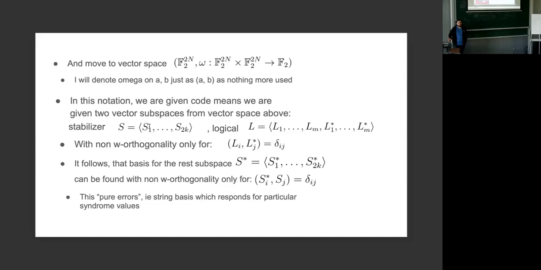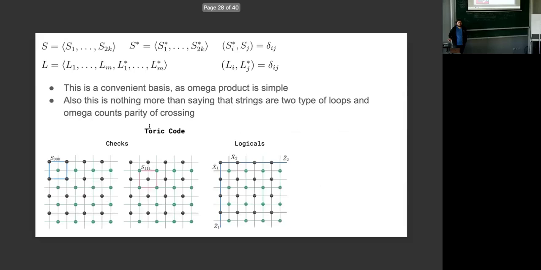So to do this, it's very simple. You just solve a linear system. That's it. Okay. So why is this basis useful for us? Because it's very easy to see what is our outcome of commutation. If I give you an error string with coefficients in this basis, it's immediately easy to extract. But also it's nothing more than saying that it's just some loops and we can detect crossings. Parity of crossings, even or odd.